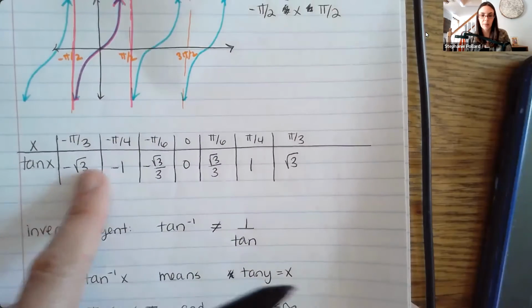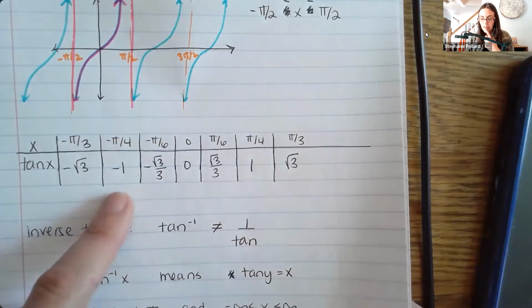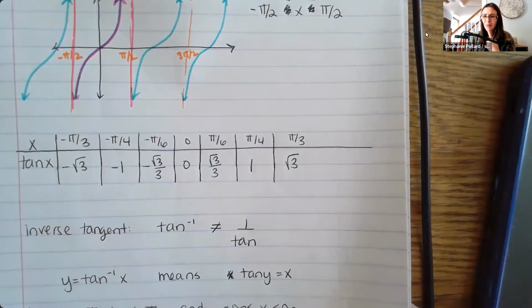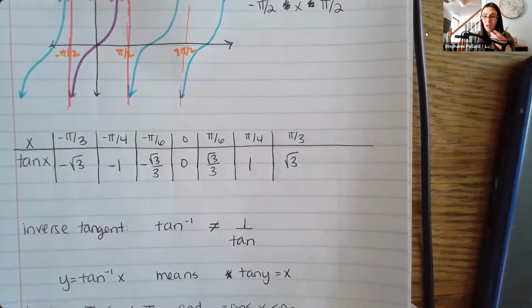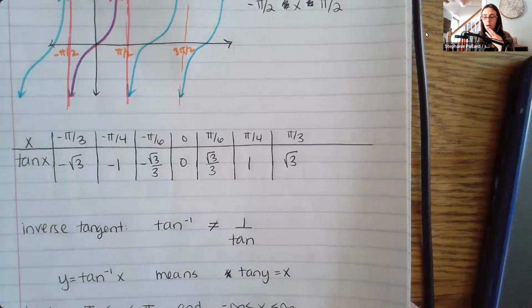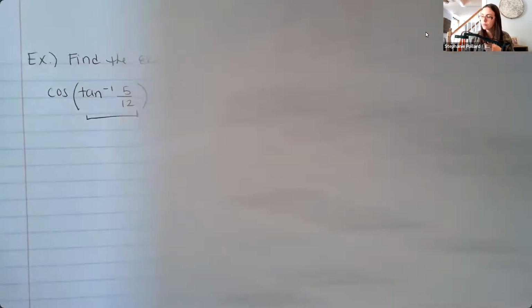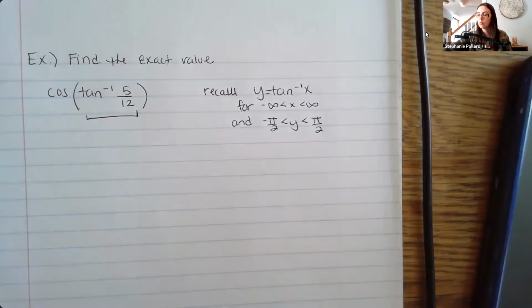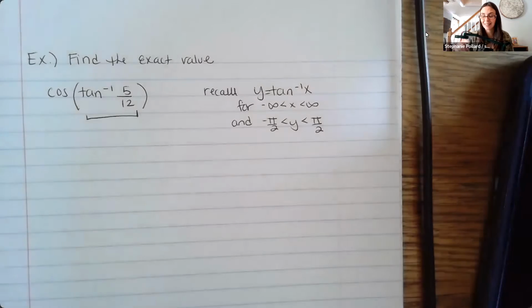The only thing is if I go back to my tangent table that I made, right? So here's my tangent table that I was using for my inverses. I don't see 5/12 anywhere. It's not a common one that I know. So I have a little bit of work to do. And what we can do here is we actually can use triangles.